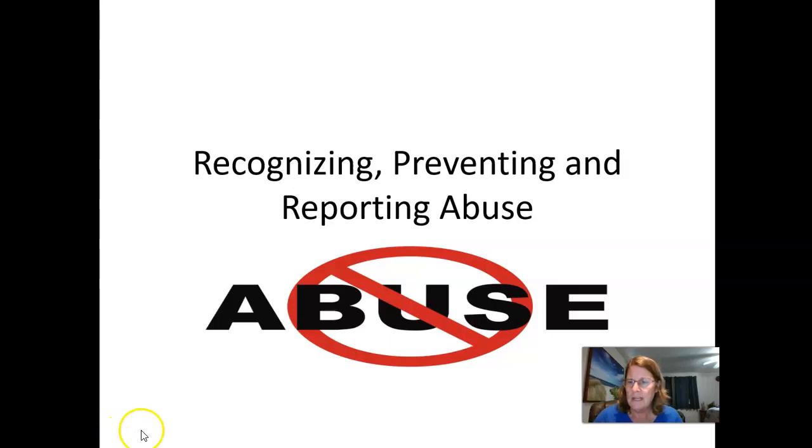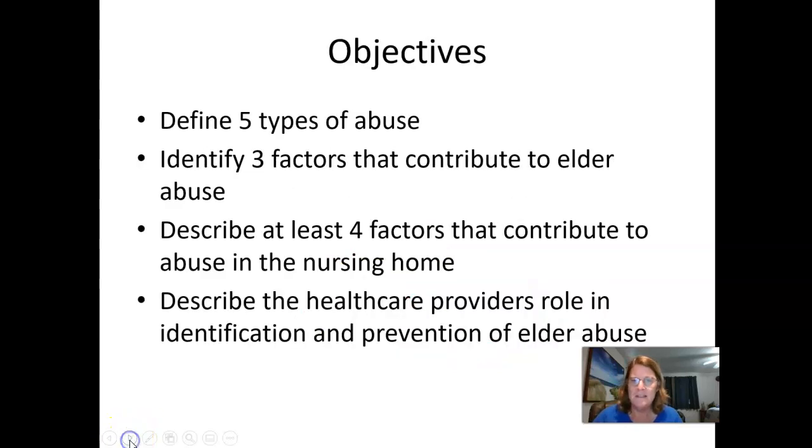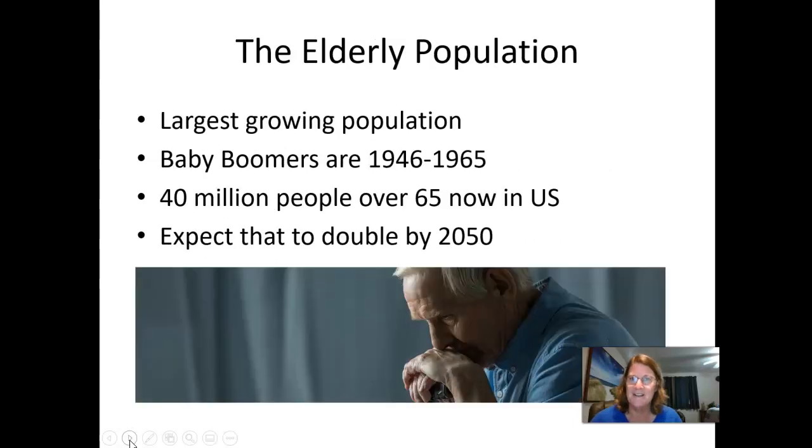So when we're looking at abuse, I want to define the 5 types of abuse. I want to make sure that you identify 3 factors that contribute to elder abuse, describe at least 4 things that contribute to abuse in nursing homes, and describe the healthcare provider's role in identification and prevention.